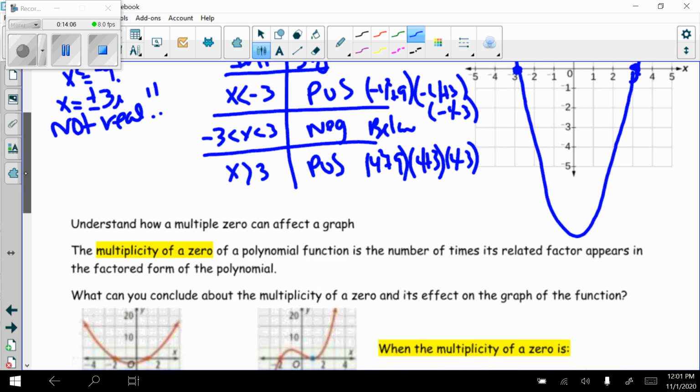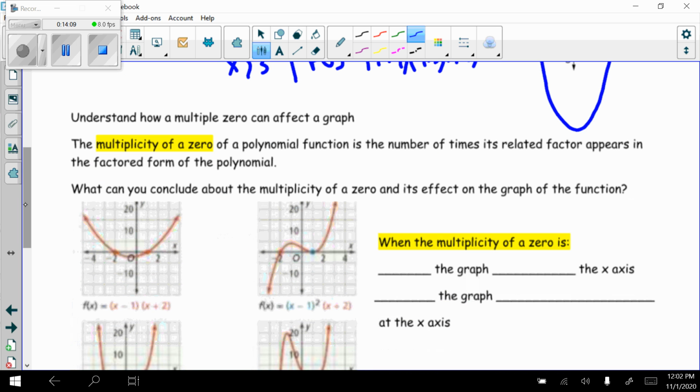All right, the next thing that we want to talk about is understanding how a multiple zero can affect a graph.